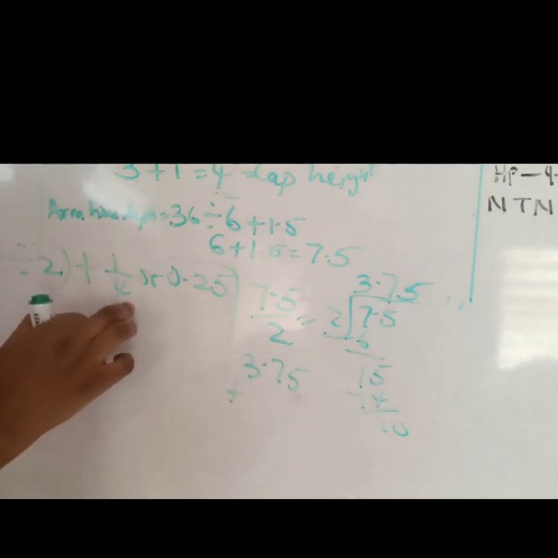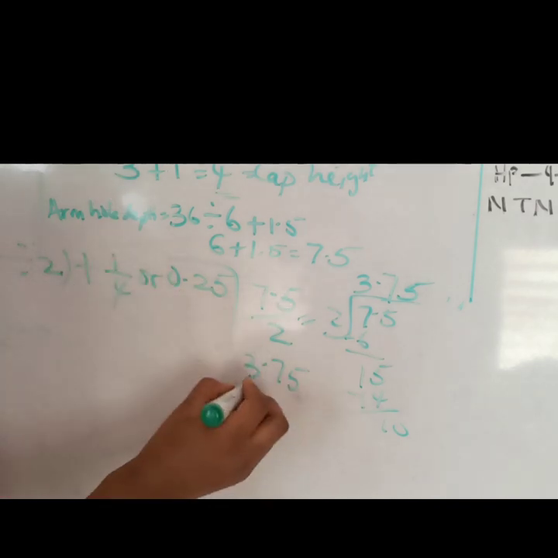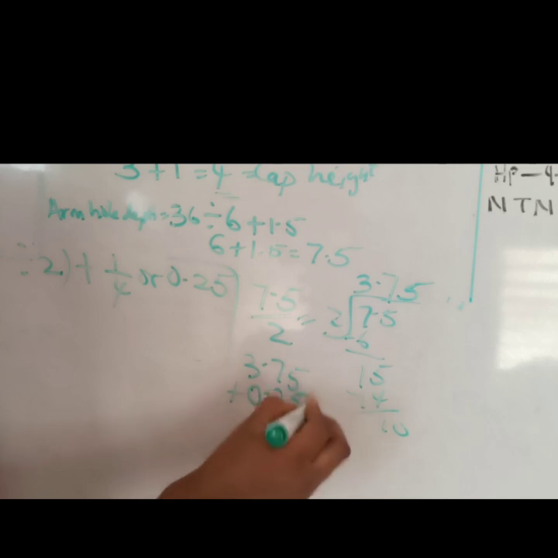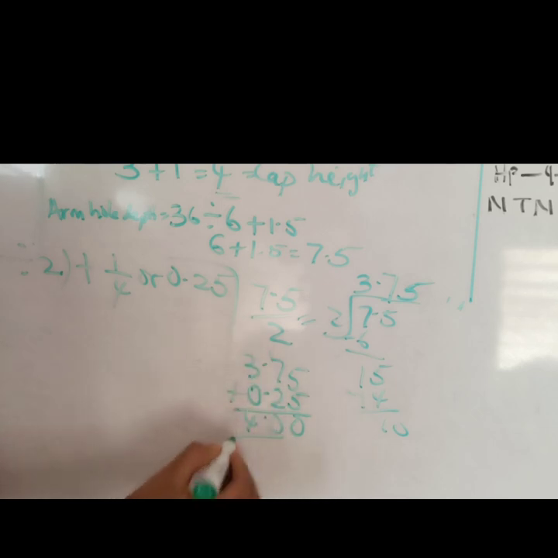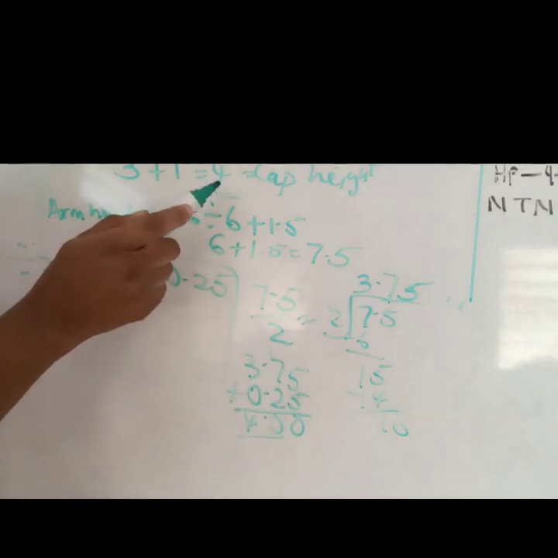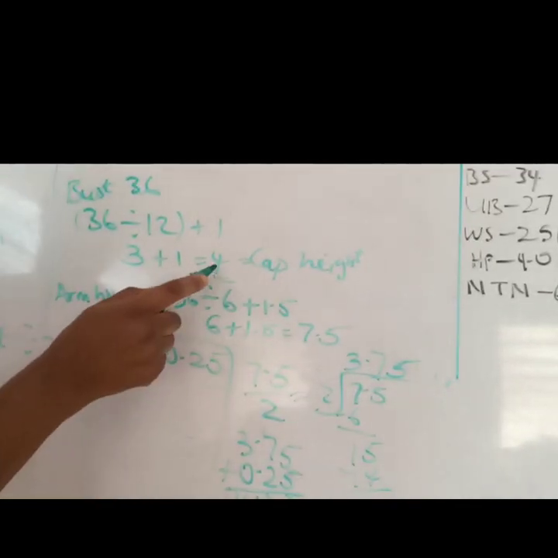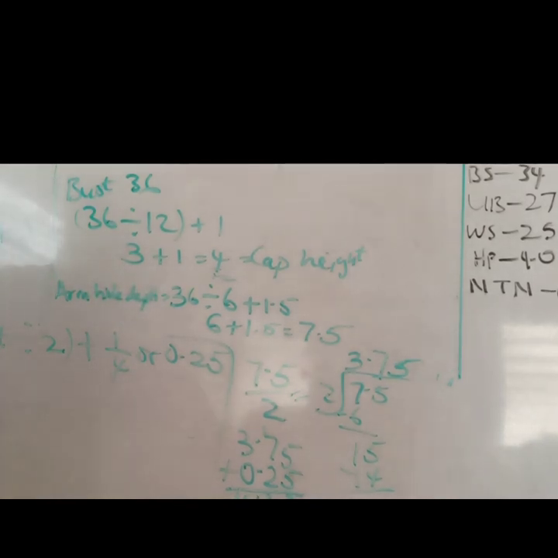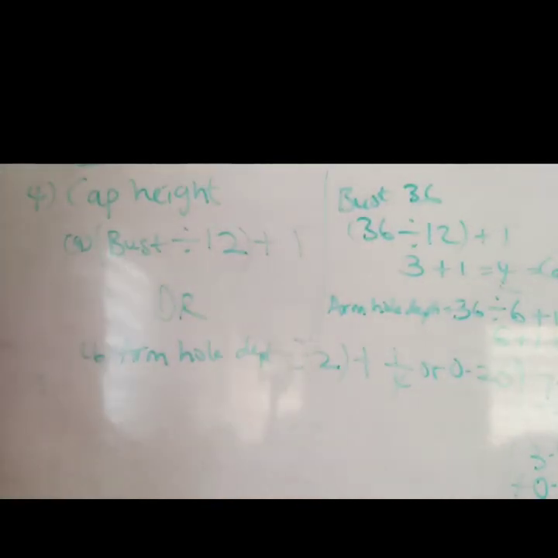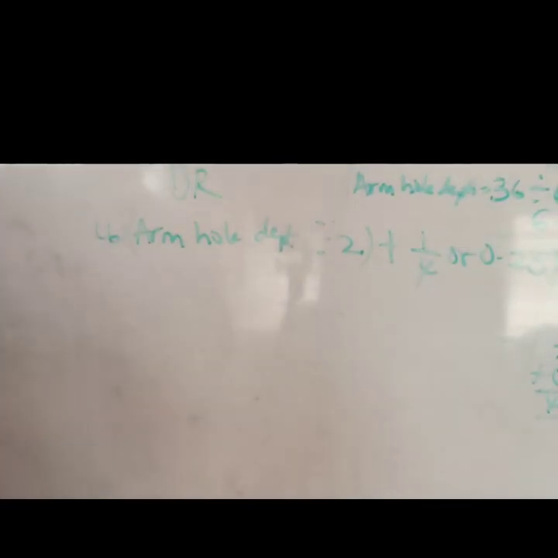So this 3.75, you now add a quarter to it. You say plus a quarter. And a quarter in decimal is 0.25. Carry 1. 7 plus 2 is 9. Plus 1, 10. So you see that you have the same 4. Okay. So let's use the other example and see if it will work.